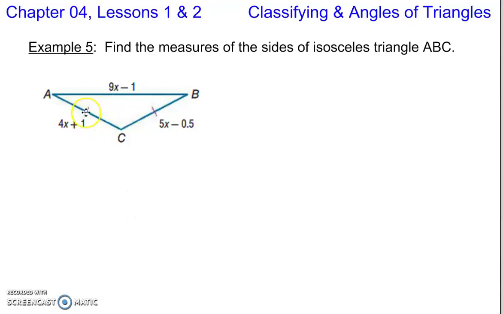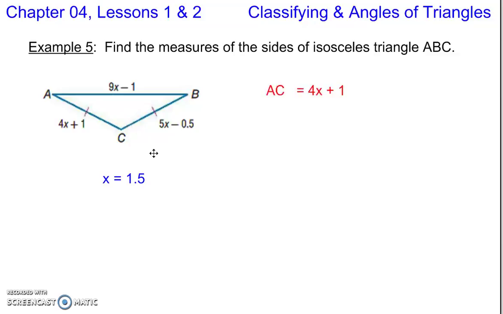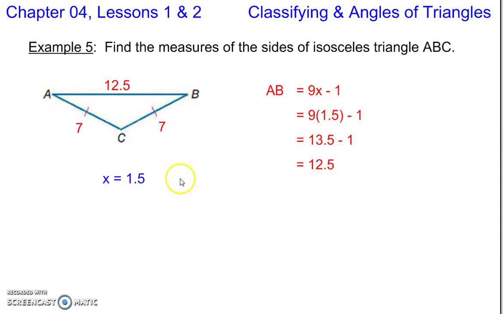Finding the measures. We know that these two sides are equal, so we can set them equal. Solve each side. We get x is equal to 1.5. Now, that's not enough. That doesn't mean the side is 1.5. It means we can insert 1.5 here. So then we get this side is 7, and since AC is congruent to CB, that side is also 7. Now we can plug in 1.5 for x in the side AB, and we get that side is 12.5.